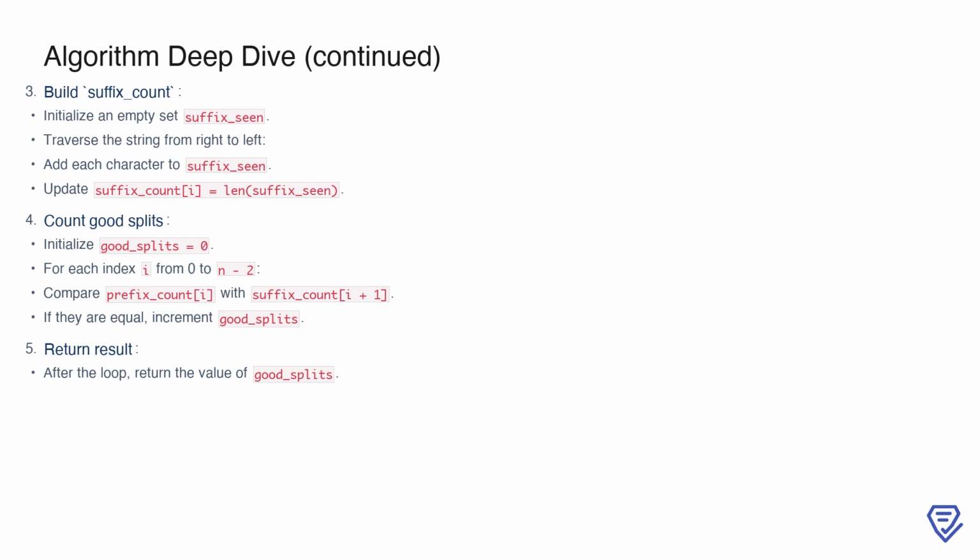We initialize good_splits to 0, then iterate through the string from index 0 to n-2. For each split point, we compare the value of prefix_count[i] with suffix_count[i+1]. If they are equal, it means the split is good, so we increment the good_splits counter. After completing the loop, we return the value of good_splits as the result.